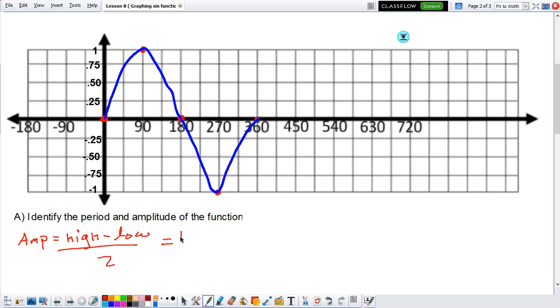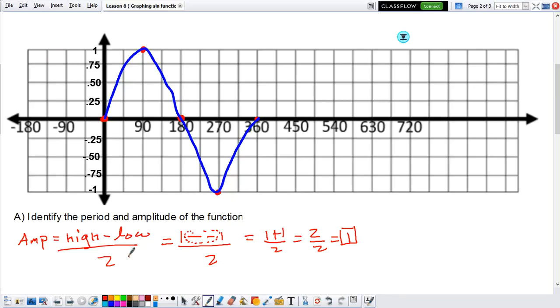So we're going to have 1 minus. And what was the lowest point that my graph reached? This is the lowest point, so what's my value? -1. So we have 1 minus -1 divided by 2. Minus a minus, it becomes plus. So now it becomes 1 plus 1 divided by 2, which is 2 divided by 2, which is just 1. So we know that the amplitude is 1.